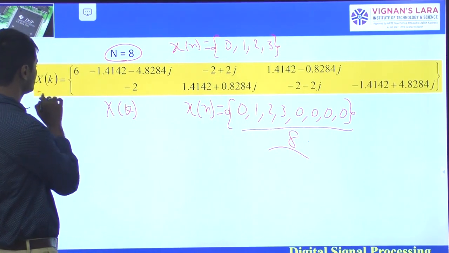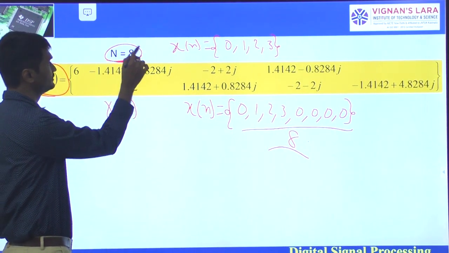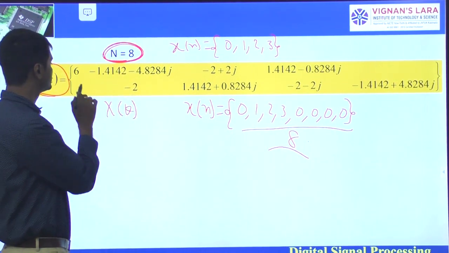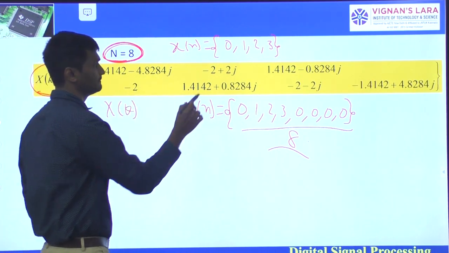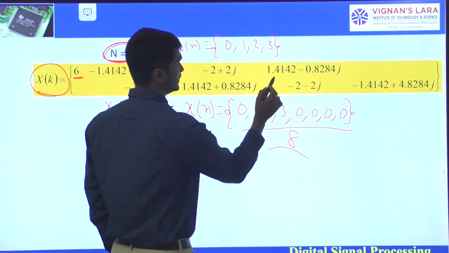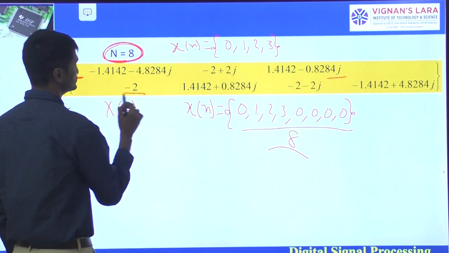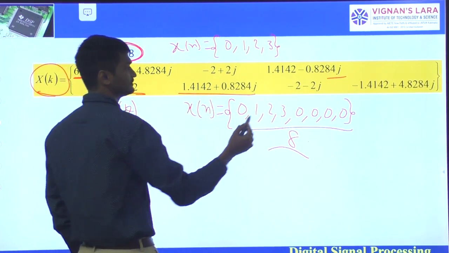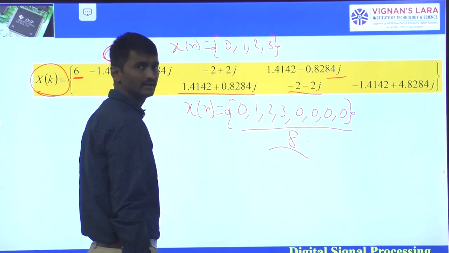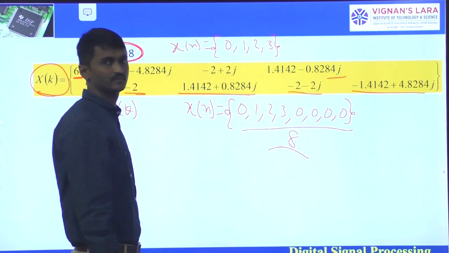So this is the DFT for the given sequence x of n. That is what DFT? 8-point DFT. See, it is 6, minus 1.4 minus 4.8j, minus 2 plus 2j, 1.4 minus 0.8j, minus 2, 1.4 plus 0.8j, minus 2 minus 2j, minus 1.4 plus 4.8j.